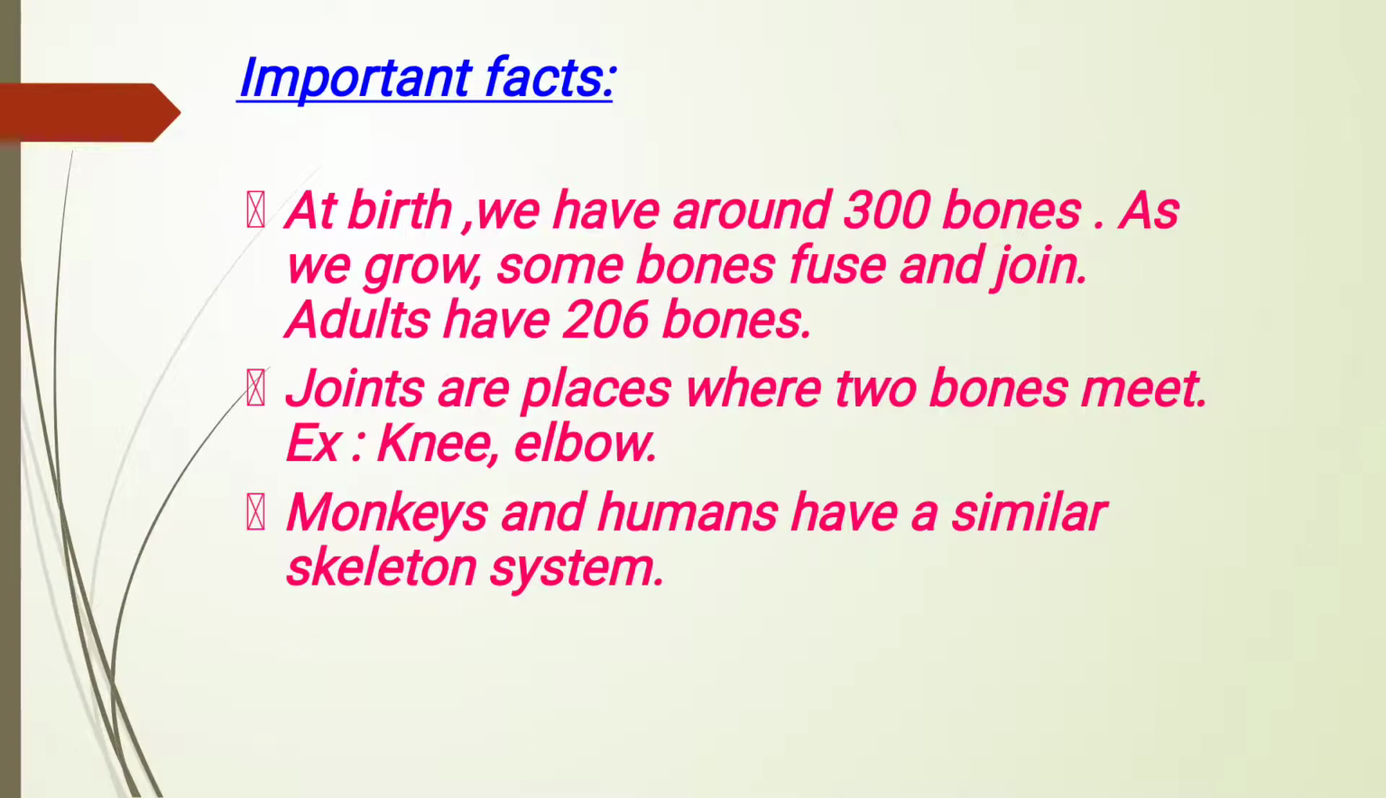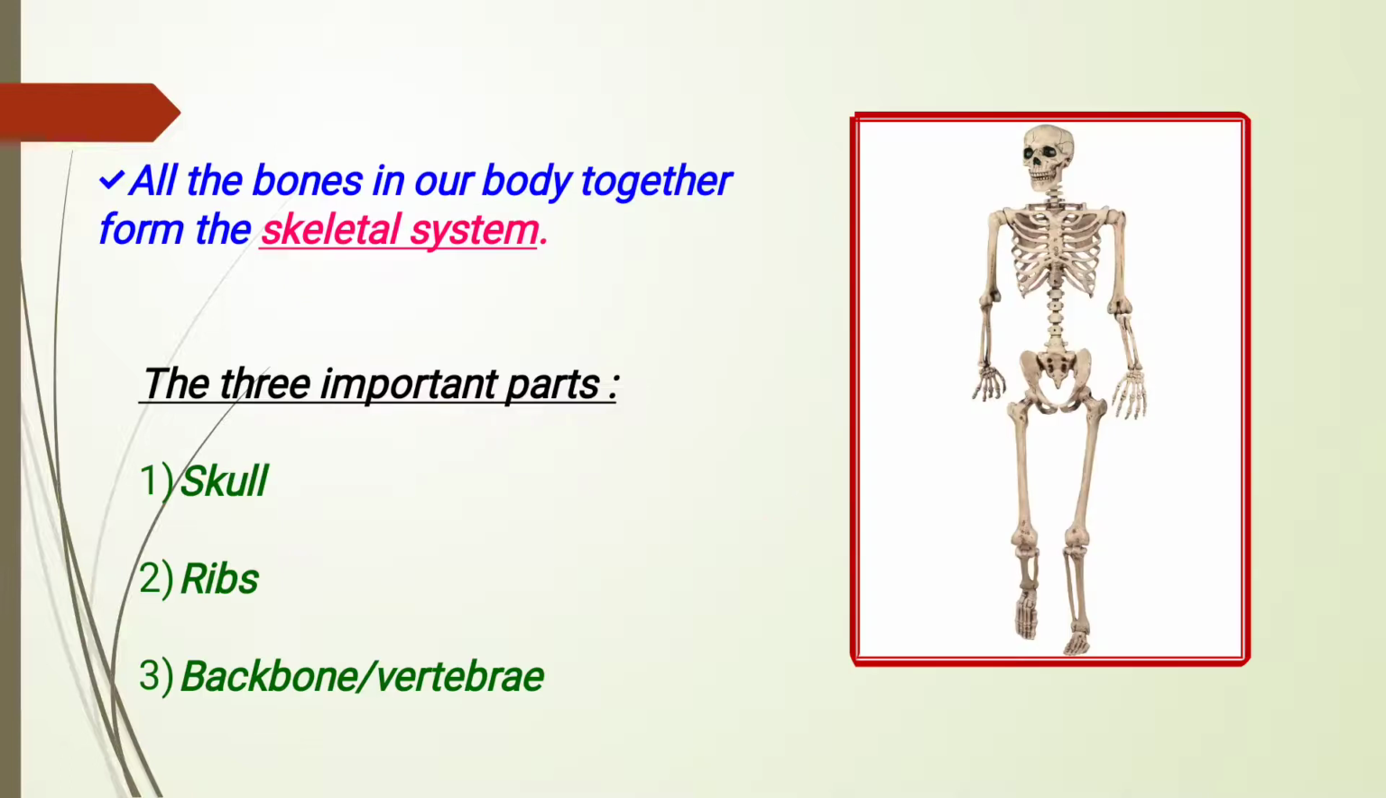It's said that monkeys and humans have a similar skeletal system. Now, hold your wrist. Do you feel something hard inside it? It is bone, and our body has many bones. How many bones does an adult have? 206 bones. All the bones in our body together form the skeletal system.